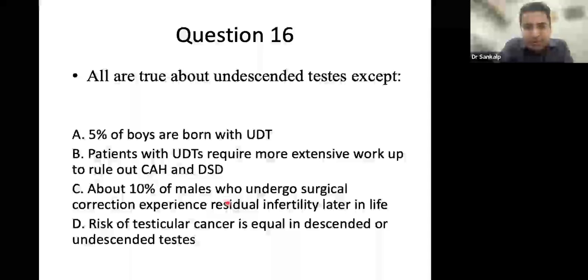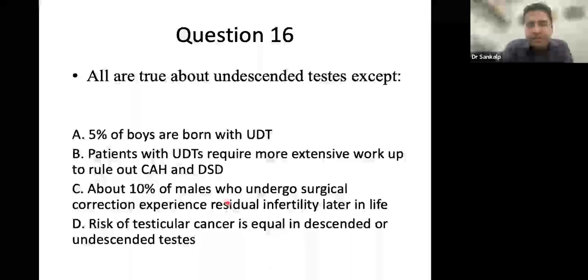Then option C, about 10% of males who undergo surgical correction experience residual infertility later in life. This is wrong. If the surgical correction is done timely, before 6 to 9 months of age, the future risk of residual infertility is minimal, right? So this is false. Risk of testicular cancer is equal in descended or undescended testes. Yes, if a baby has unilateral undescended testes, the risk of cancer is equal in both the testes, the one which is undescended and the one which is descended.